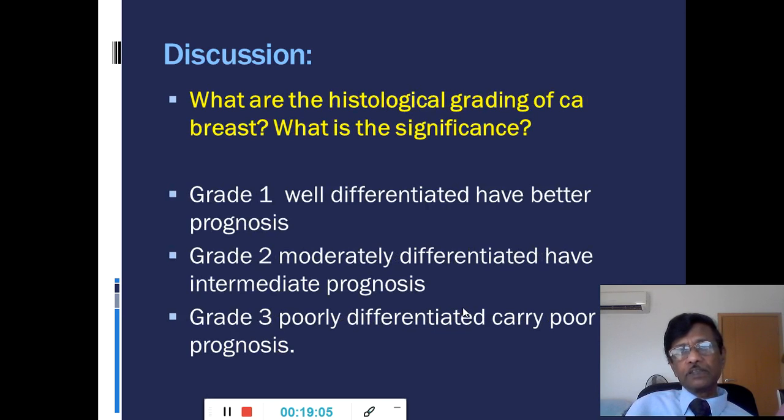What is the histological grading of a carcinoma of breast and what is the significance? Here we divide into three grades. Grade 1 is well differentiated, has a better prognosis. Grade 2 is moderately differentiated, has an intermediate prognosis. Grade 3 is poorly differentiated, carries a poor prognosis.